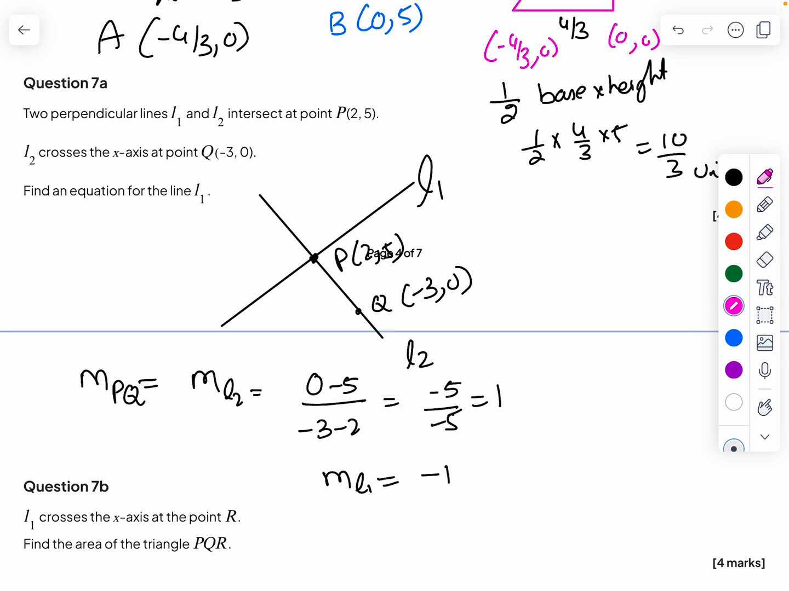Now the equation of L1: L1 is also passing through (2, 5). y - y1 = m(x - x1). y = -x + 2 + 5. y = -x + 7.